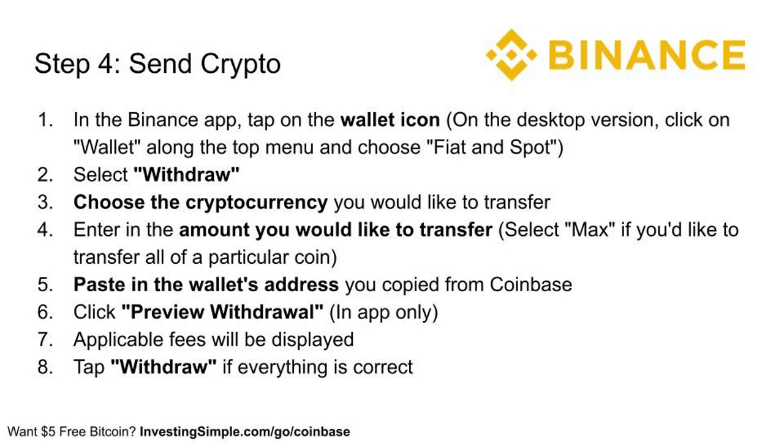You'll start by tapping on the wallet icon and selecting Withdraw. You'll then select the cryptocurrency you'd like to transfer and enter in the amount you want to move. You'll paste in the wallet address you copied from Coinbase and tap Preview Withdrawal. After reviewing the information for accuracy, you will tap Withdraw.